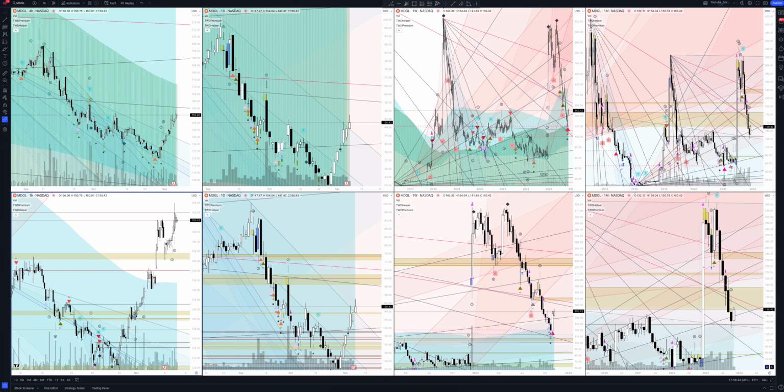Today we will take a look at Madrigal Pharmaceuticals Inc. stock. Let's analyze the market situation and find out how you can make money on it. Let's start.